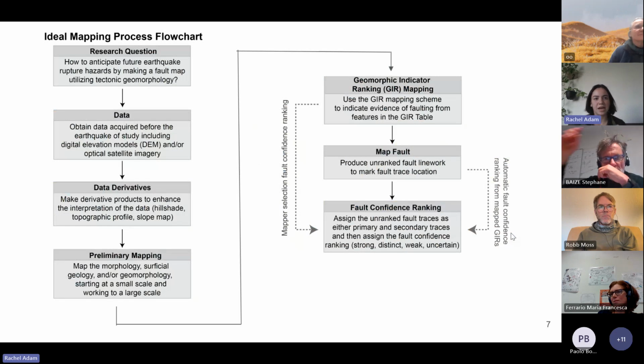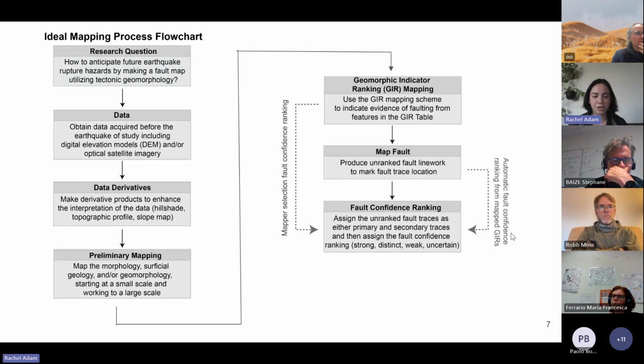And so this is the ideal mapping process. This is kind of a step-by-step guide of how we introduced fault mapping to students and consultants. You start with a research question, which is how can we anticipate earthquake hazards by just making a fault map utilizing tectonic geomorphology? We give all of the mappers data before. It could be DEM, optical, or a range of remote sensing. And you'll make certain derivatives with that, hill shade, slope maps to better enhance the interpretation of the landscape.